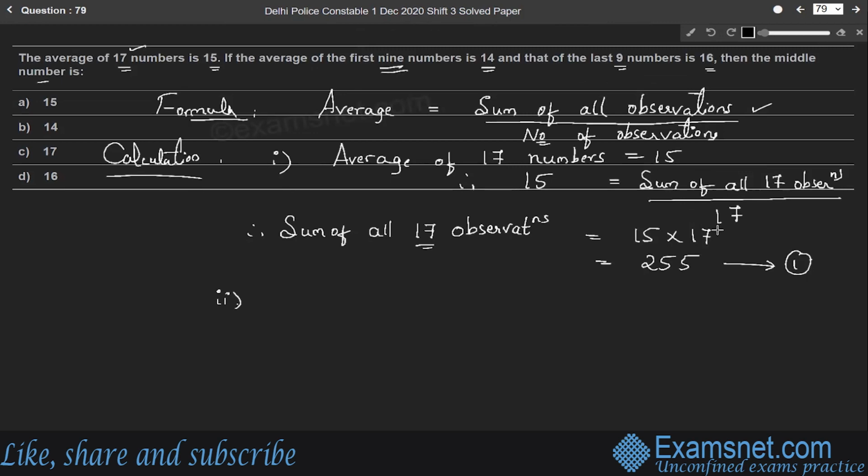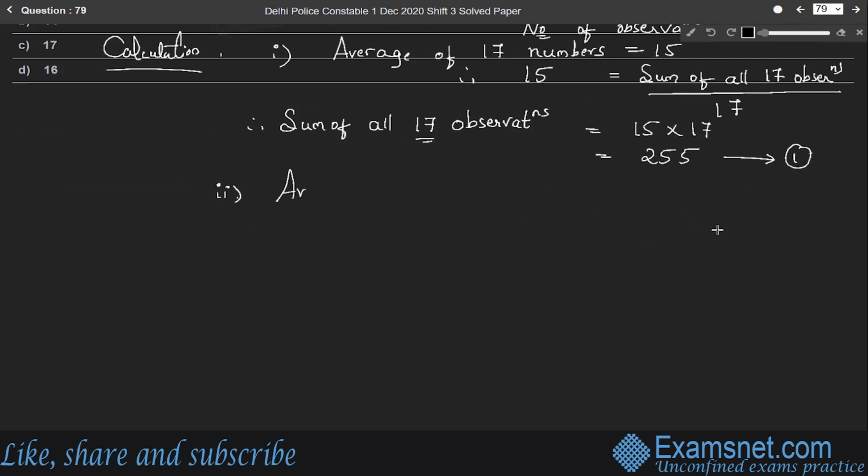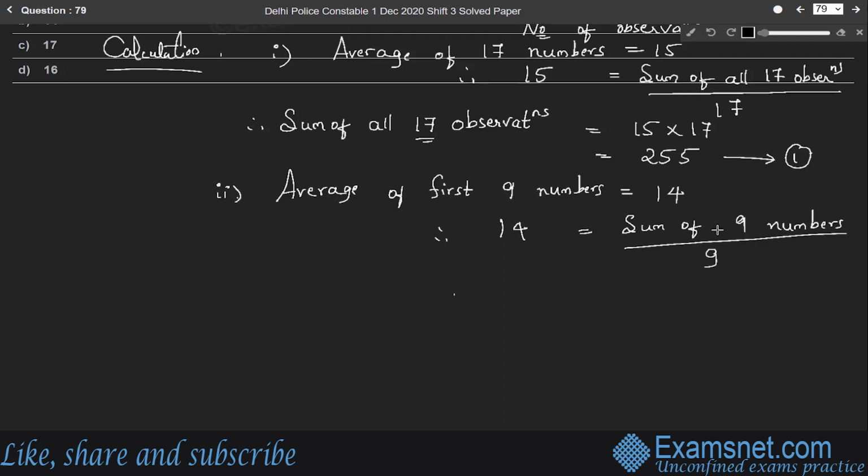If the average of the first 9 numbers is 14, so the average of first 9 numbers is equal to 14. Therefore, 14 can be written as sum of 9 observations divided by number of observations 9. Therefore, the sum of first 9 numbers is equal to 14 into 9, which is 126. Consider this as 2.